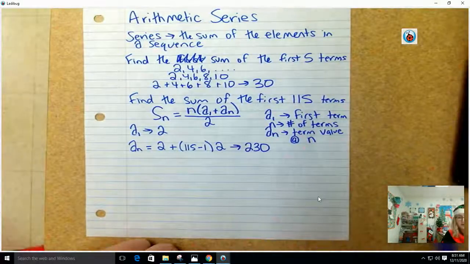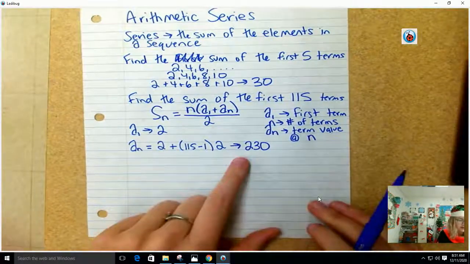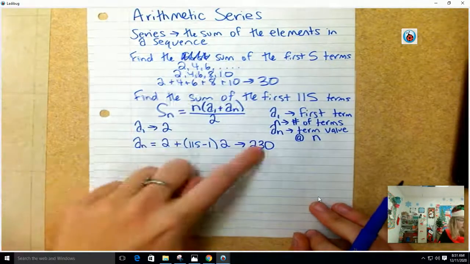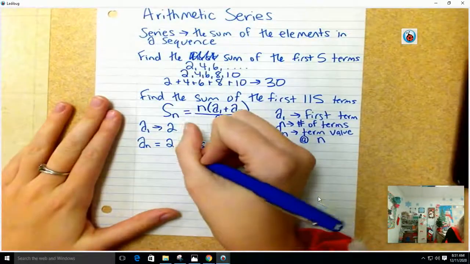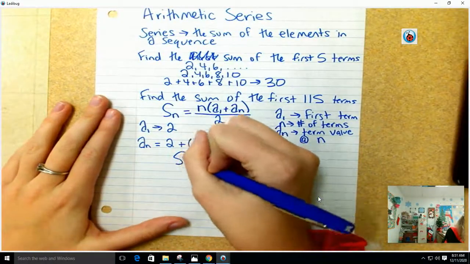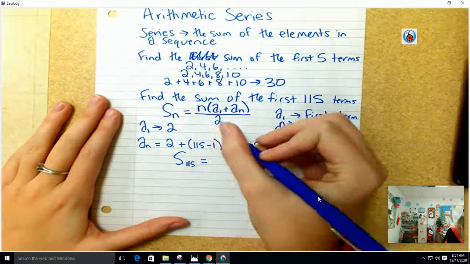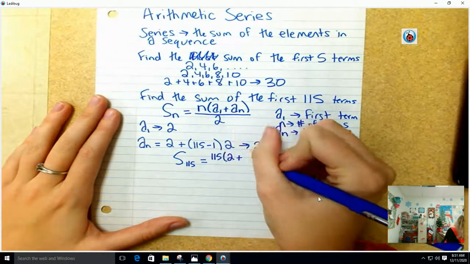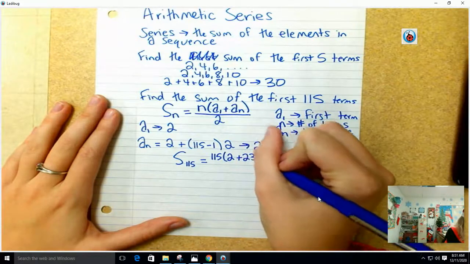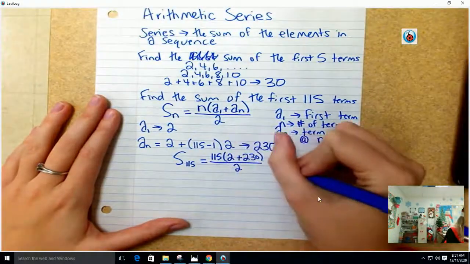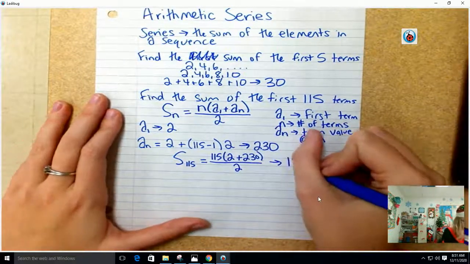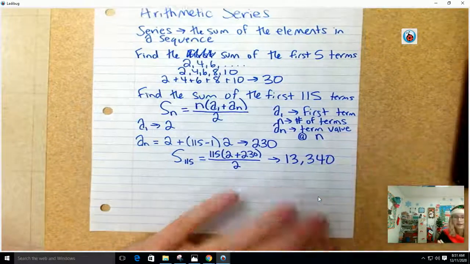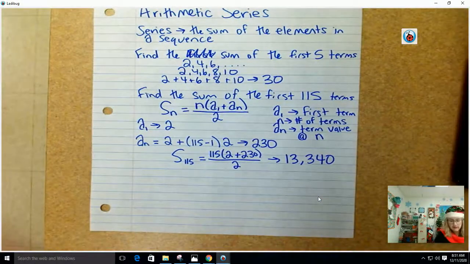So when we did find the nth term last week, that was this formula. So we just found the nth term of the 115th, it's 230. And now that I have those two things, I'm able to use my sum formula. So S sub 115 is equal to 115 times (2 plus 230) divided by 2. You type all that in your calculator, you're going to get the sum of the first 115 terms is 13,340.